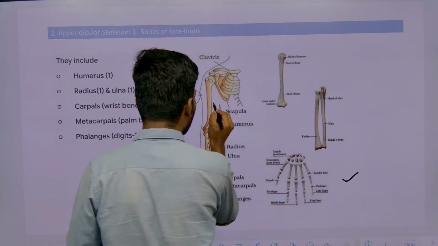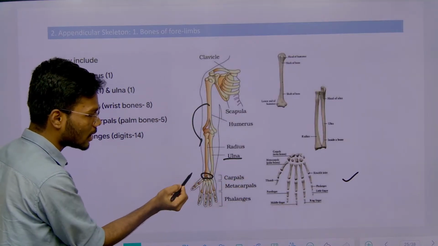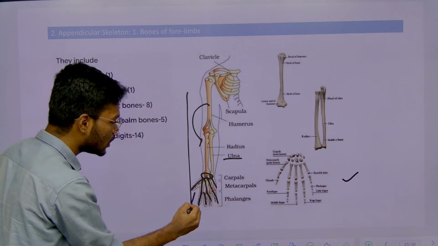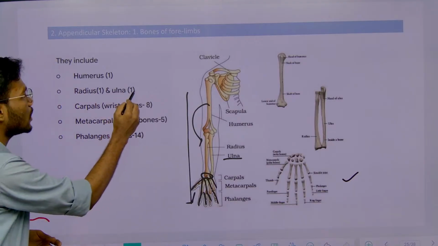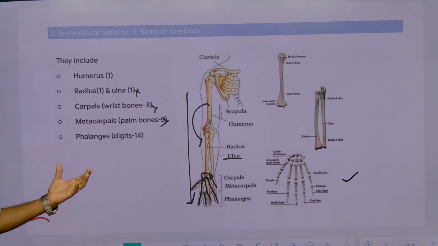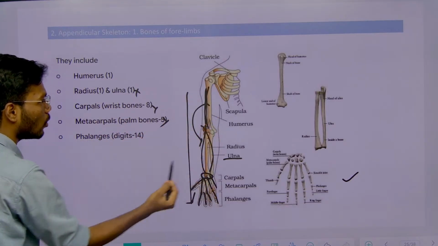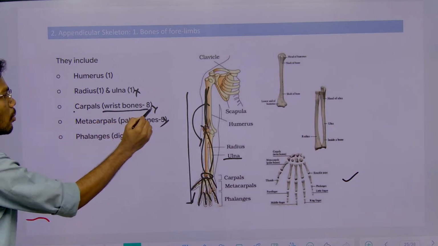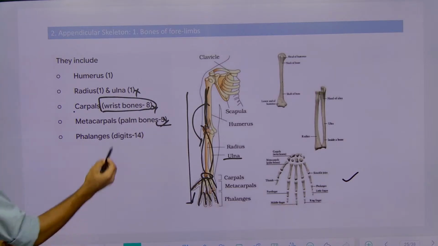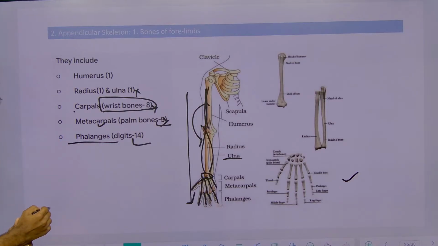So starting with humerus, after this radius, ulna, carpals. This area is called carpals, and this is metacarpals, then phalanges. So you have to remember the order. We don't need to remember the numbers here, but the order. If you want to remember the numbers, you can easily do so. Humerus is one bone, and there is one radius and one ulna. Coming to carpals, the wrist bones number 8, and we have 5 metacarpals for the 5 digits, right? These 5 digits have 14 phalanges. Likewise, you have to remember.